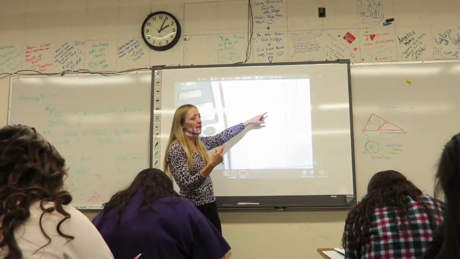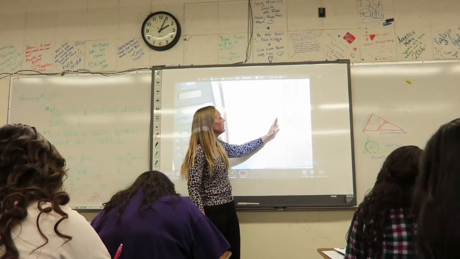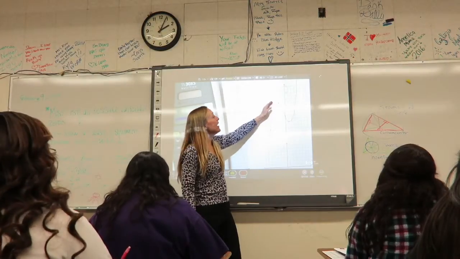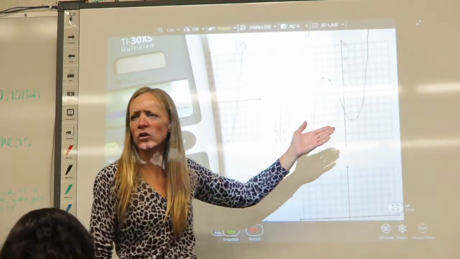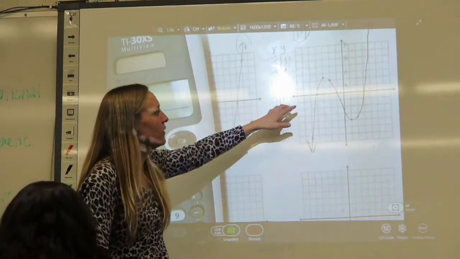Okay, this is a cubic. Now, sometimes we see cubics that just go right through here, right? If it has this vertex and another vertex, you guys know what those are called? They're vertices, yeah, vertexes, vertices, okay?